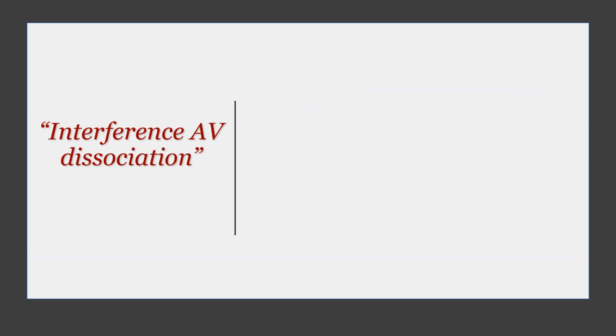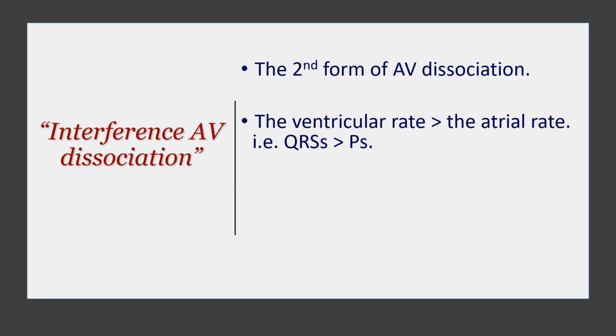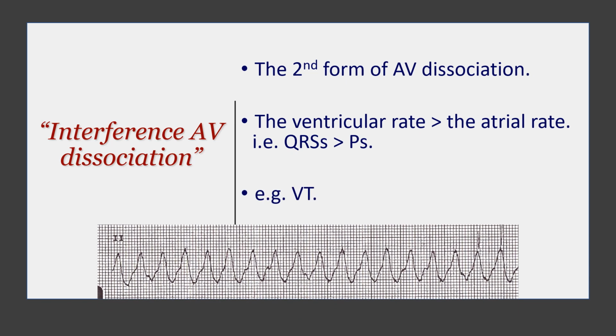Second one is the interference AV dissociation. You might not have heard about this term before, but actually you know the example for this. This is the second form of AV dissociation where you get a ventricular rate more than the atrial rate. So it's the exact opposite to the complete heart block. The ventricular rate is going to be firing far quicker than the atrial rate, and the best example for this is VT. So in VT, you have atrial activities that you will be seeing every now and then.